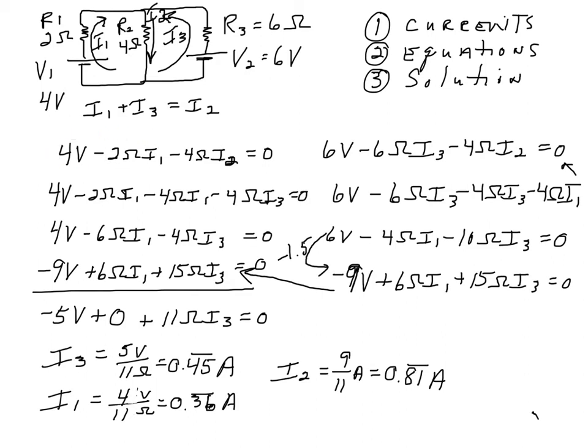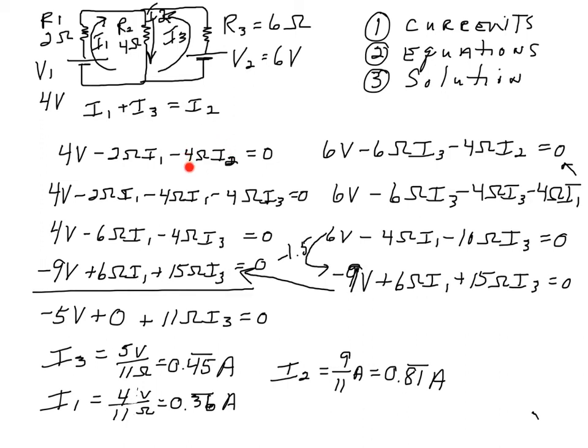And if we go through this loop starting here, going through the battery, going through R3, going through R2, and back, closing the loop, we have 6 volts here, 6 ohms times I3 would be the voltage drop across that resistor, and 4 ohms times I2 will be the voltage drop across that resistor, and all those voltages have to equal 0.